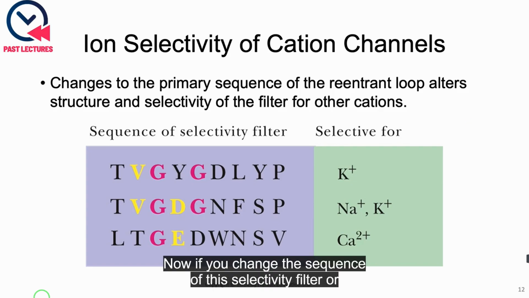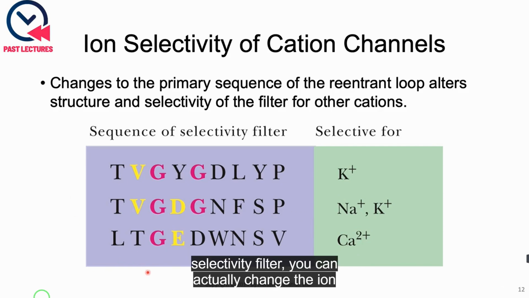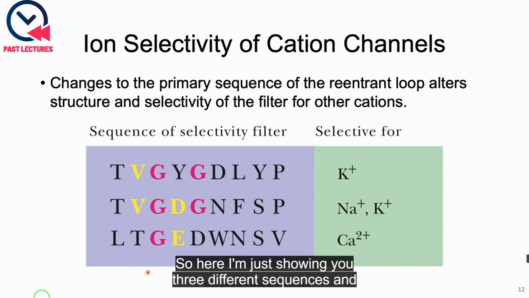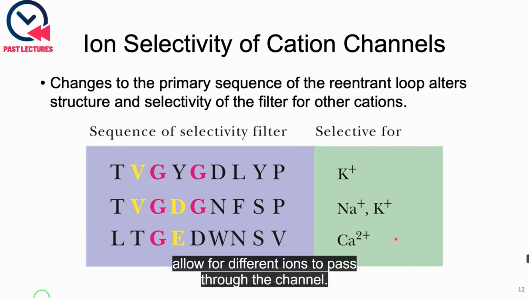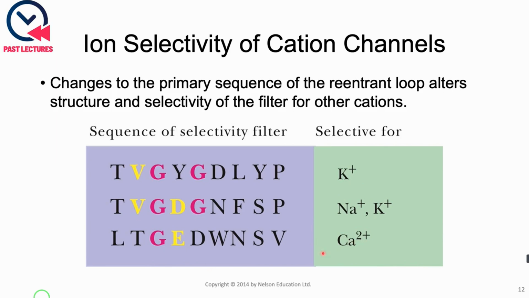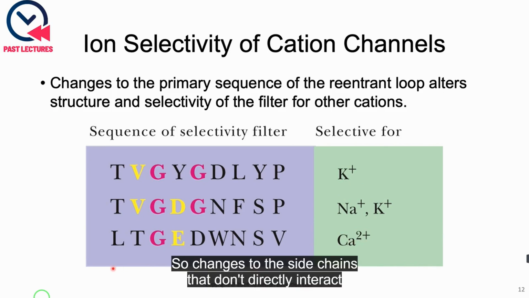Now, if you change the sequence of this selectivity filter, or the reentrant loop, which is another name for that selectivity filter, you can actually change the ion selectivity of this cation channel. So here I'm just showing you three different sequences, and you can still see some of those conserved glycine residues in pink, as well as some of the other amino acid changes that allow for different ions to pass through the channel.